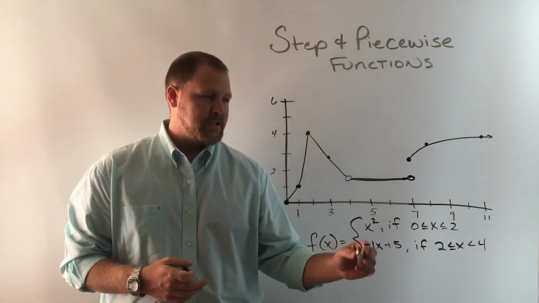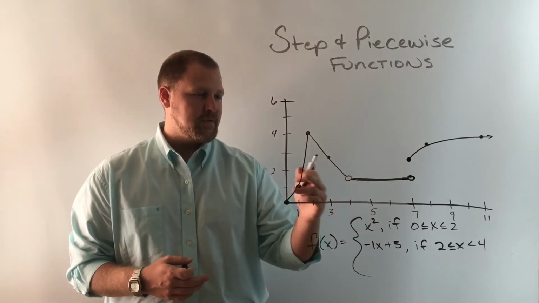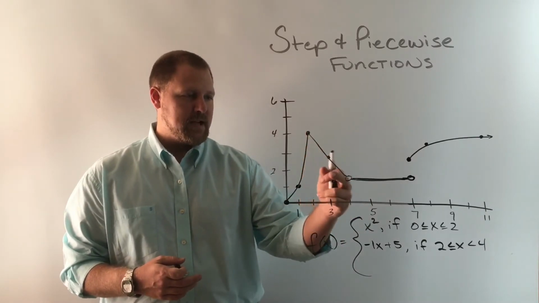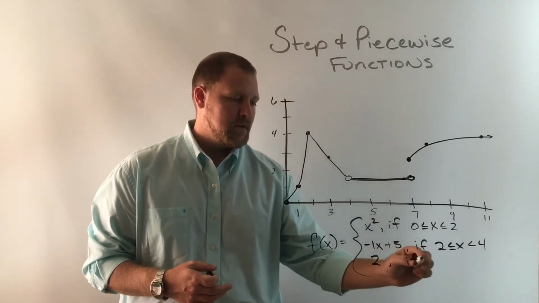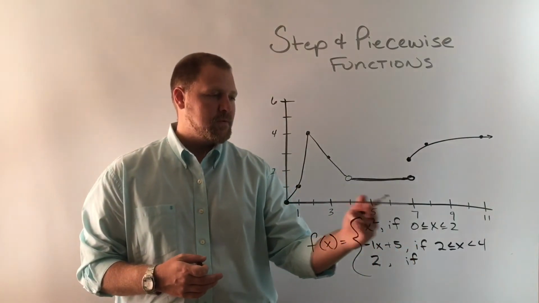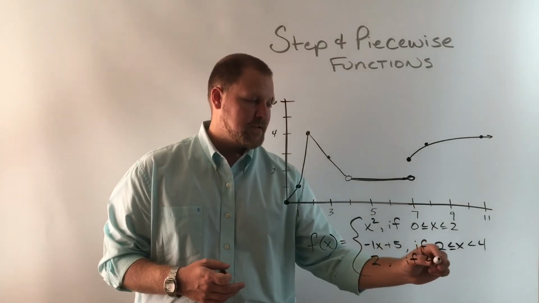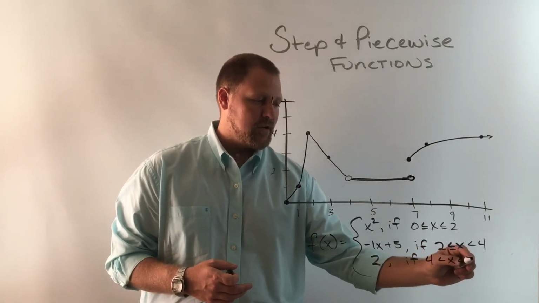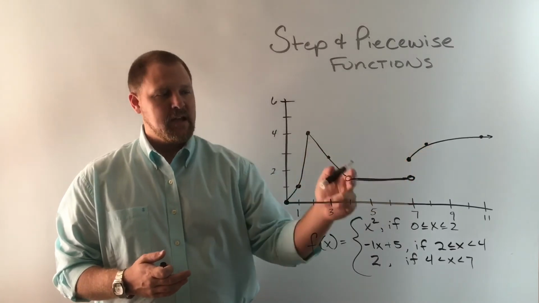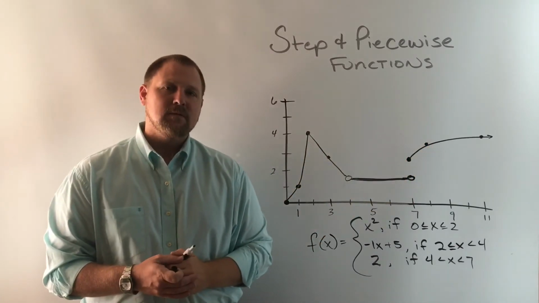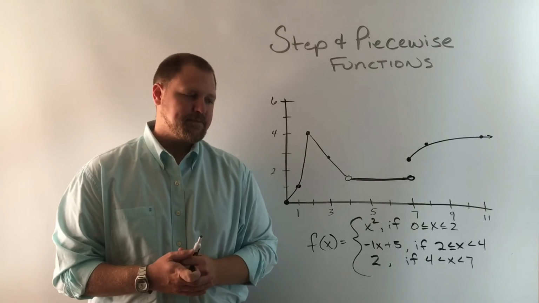The next function here, this looks like a function value. Since this was down 1 over 1, down 1 over 1, this is at a function value of 2. If x is from 4 to 7, and notice here 4 and 7 are both open circles. So this function is not defined at the point of x equals 4.